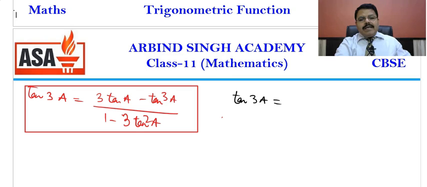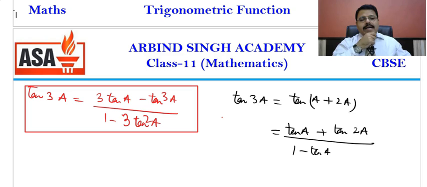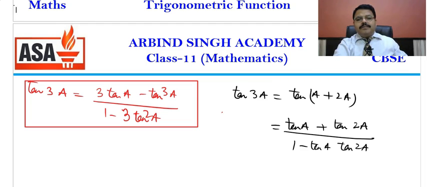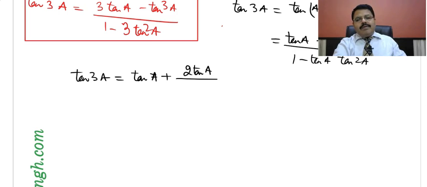Tan 3a can be written as tan(a plus 2a), again in a similar way using the tan(a plus b) formula: tan a plus tan b upon 1 minus tan a tan b. So what will happen? Now tan 3a is equal to tan a plus tan 2a, where tan 2a is 2 tan a upon 1 minus tan square a. Can I write like this?